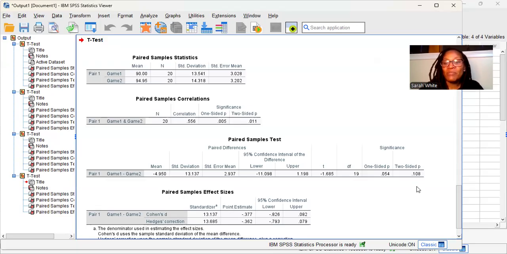The mean difference between the pre and post-coaching scores was about negative 4.95 points, or a percentage change of 5.5% on average. So overall, the findings here suggest that the 15-minute coaching session did not produce a statistically significant improvement in bowling performance, and that it could simply have been random or due to chance. And that concludes this recording.